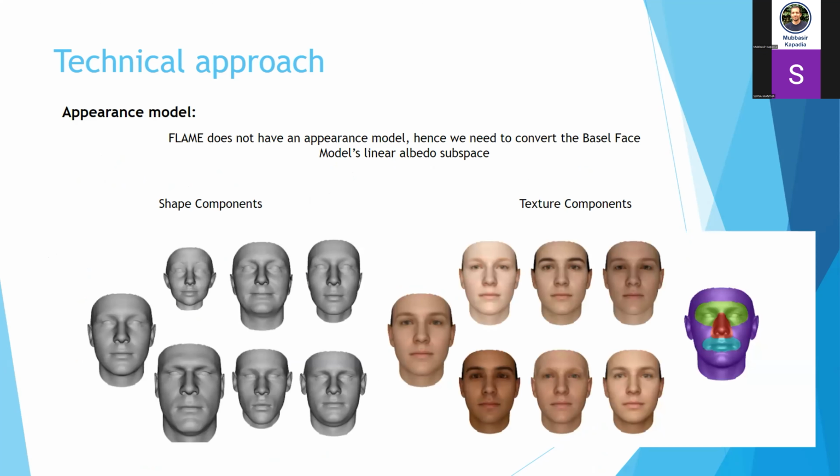But unfortunately, FLAME doesn't have an appearance model, which is important as an input for the neural renderers. So I'll have to use the Basel Face Model for the linear albedo subspace, which has to be given. I'll have to convert the BFM subspace into a FLAME UV layout to make it compatible with FLAME. So yeah, that's the output UV albedo map. Next slide.